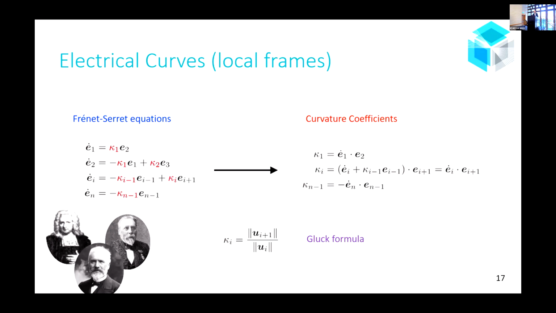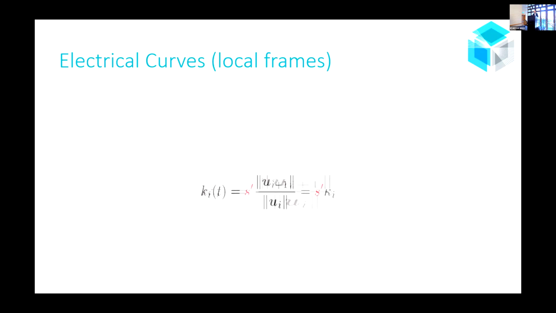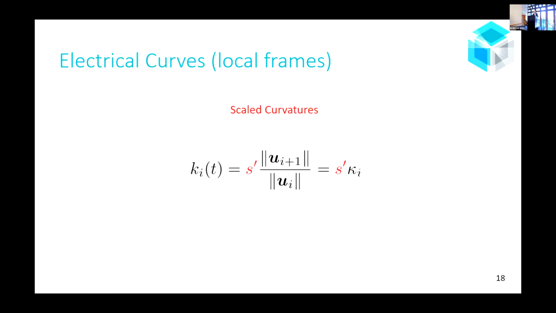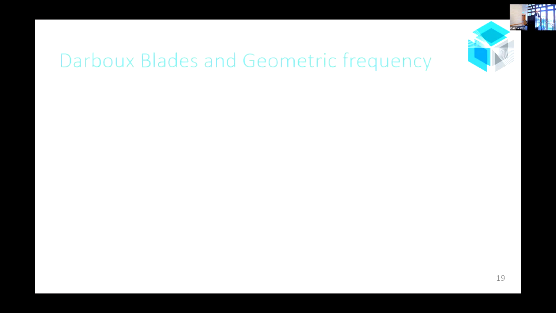Note that these curvature coefficients depend explicitly on the arc length, but can also be derived for the t parameter by the implicit dependency of vectors u on the time derivative of the voltage vector v. For engineering purposes, it's more convenient to use a scaled version of the curvatures. The scale factor is s prime, which is the velocity of the curve. So we call that a scaled curvature, and they are denoted by k i.